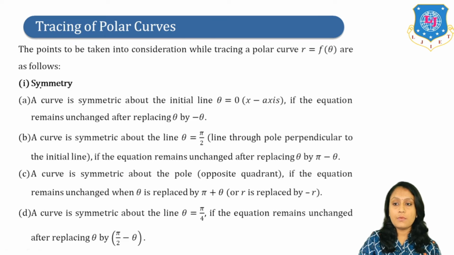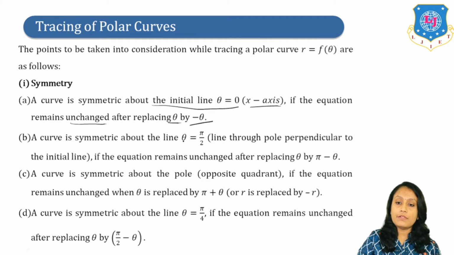So the first one is symmetry. The curve is symmetric about the initial line theta is equal to 0. This theta is equal to 0 is called the initial line, that is the x-axis. Now the curve is symmetric about the x-axis if the equation remains unchanged after replacing theta by minus theta. So if you replace theta by minus theta and the equation remains unchanged, then we can say that the curve is symmetric about theta equals 0.